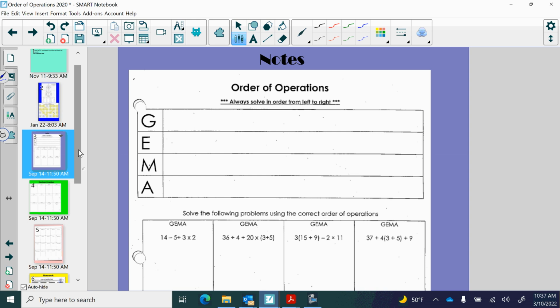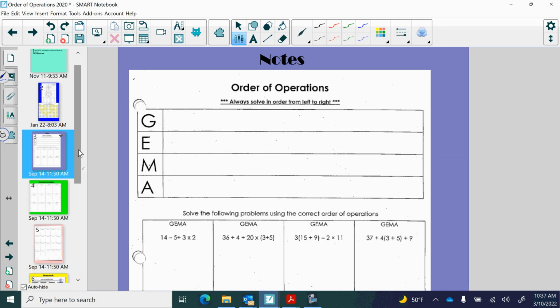Gemma does the same process, but here's why this is important, guys. It is very possible to do a problem and get a whole variety of answers, as you guys will be able to see today. Unfortunately, there is only one right answer because mathematicians have come together and we have developed what we call the order of operations. There is a specific order in which you have to do a problem in order to get the right answer. The way we remember that order is what we call Gemma.